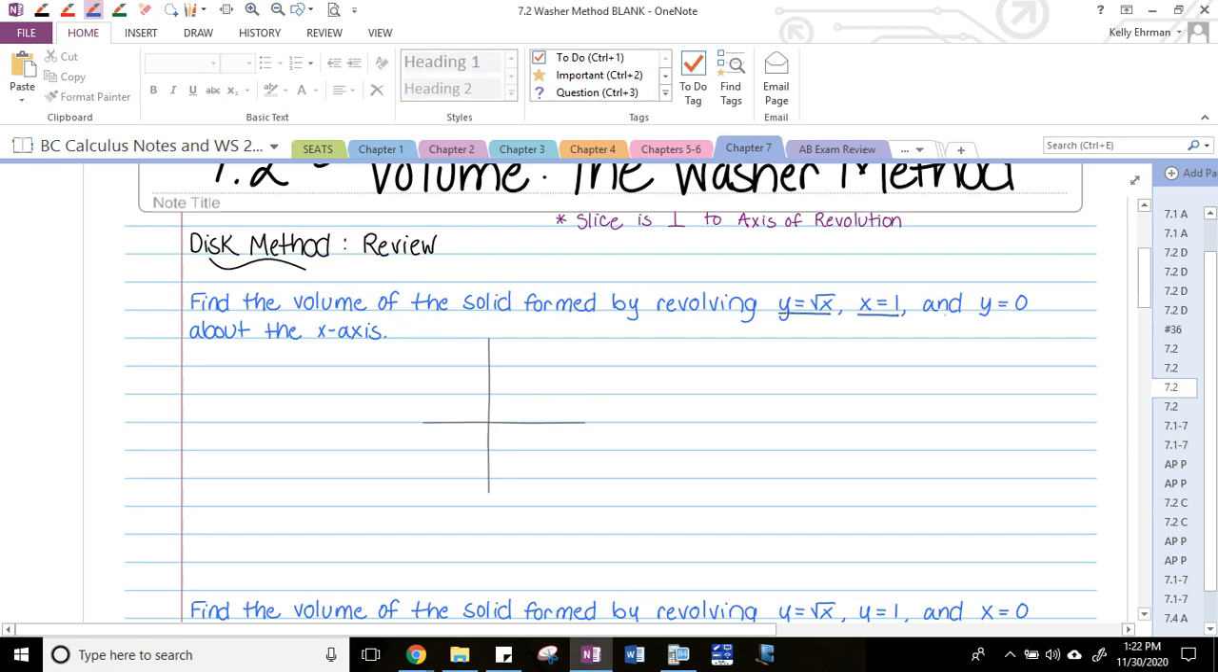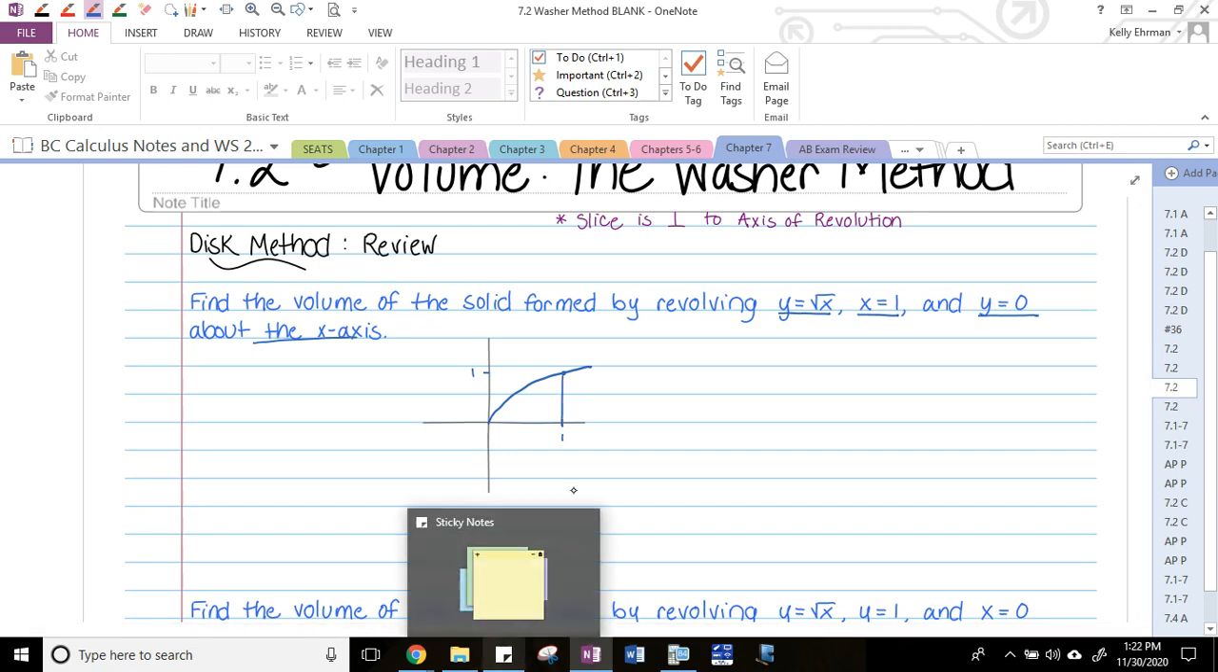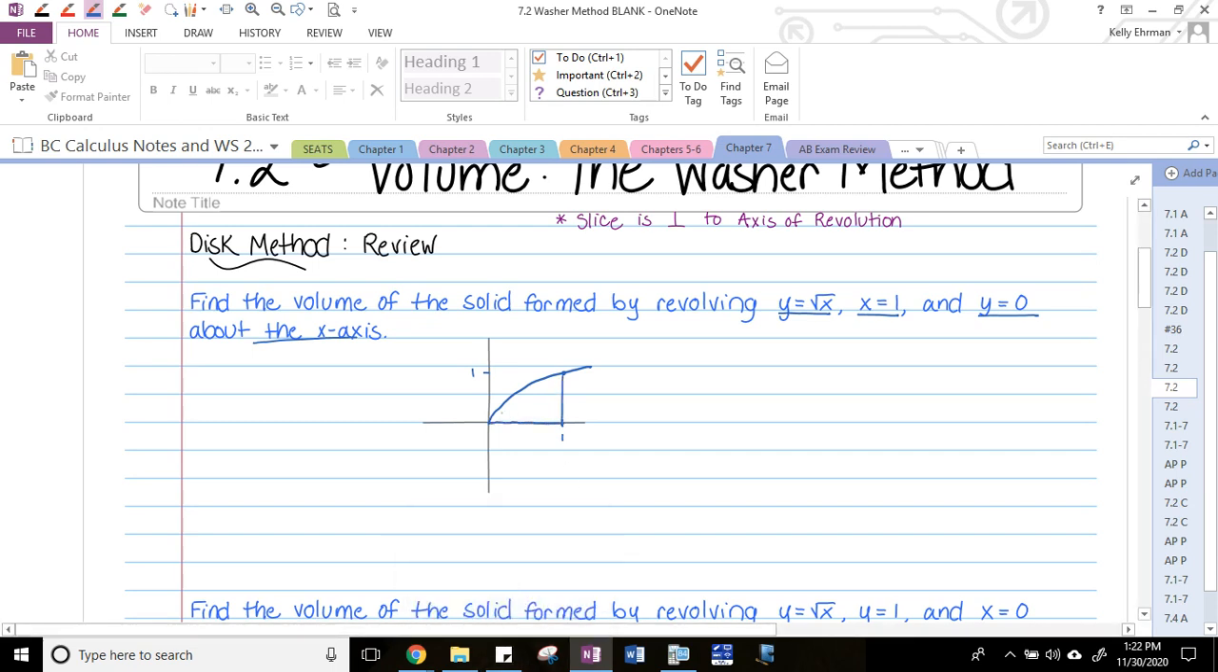square root of x, x equals 1, and y equals 0 about the x-axis. So sketch first. Here's the square root of x graph. If I cut it off at x equals 1, I'm at the point (1, 1). That y equals 0 just means we're looking at this section. Rotate this around the x-axis so you get this little shape going.